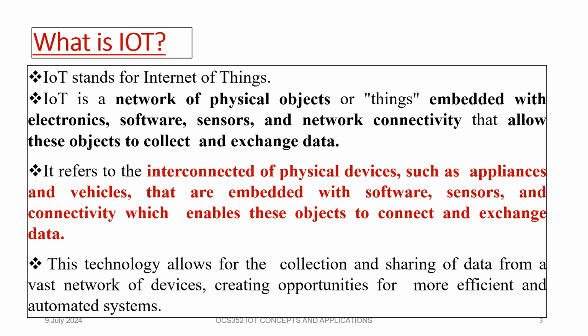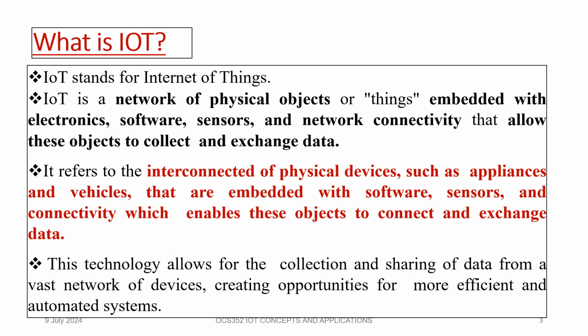First of all, we're going to see what IoT is. IoT stands for Internet of Things. IoT is a network of physical objects or things embedded with electronics, software, sensors, and network connectivity that allows these objects to collect and exchange data. It refers to the interconnection of physical devices such as appliances and vehicles that are embedded with software, sensors, and connectivity, which enables these objects to connect and exchange data.